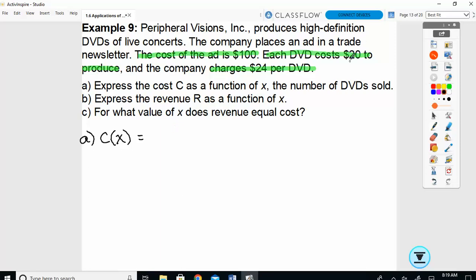So what would be my slope, my repeated cost? $20. That's how much it costs them to make it. So you pay that $20 for every DVD, so that's 20x. Plus, what is my one-time cost? The $100 we paid for the ad.